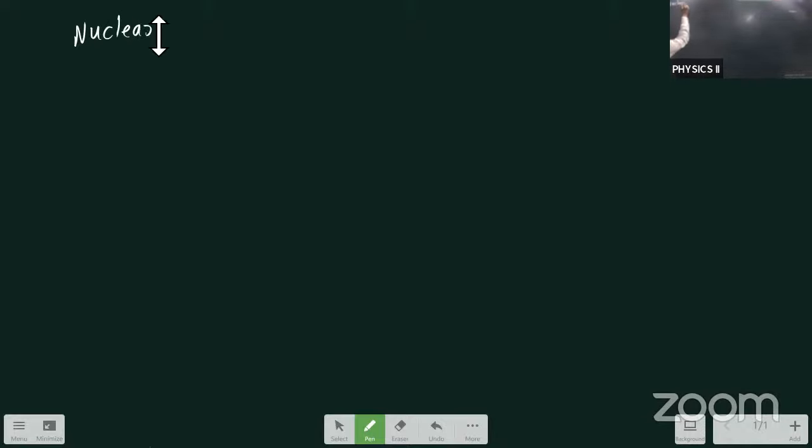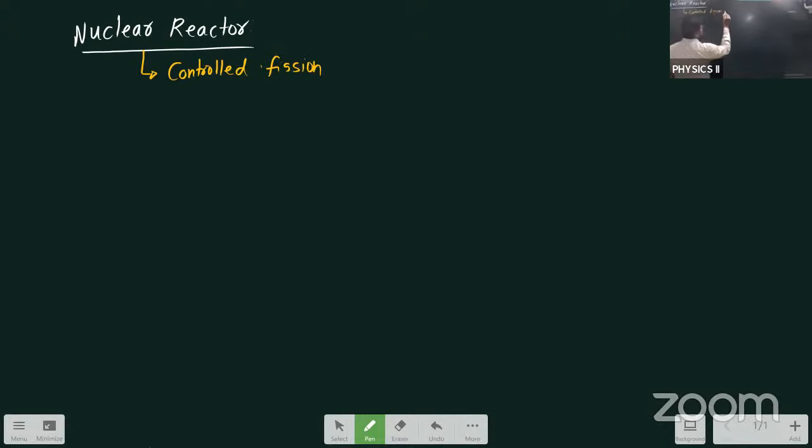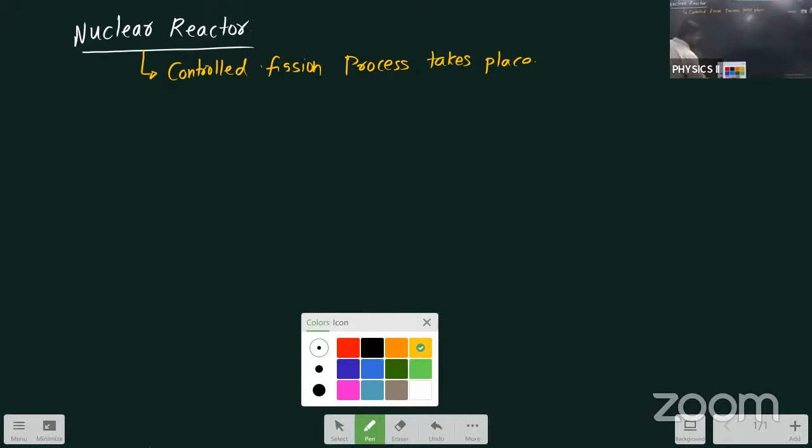Nuclear reactor. So what is nuclear reactor actually? It is a device in which controlled fission reaction, or controlled fission process, takes place. And further, we have discussed the components of nuclear reactor.